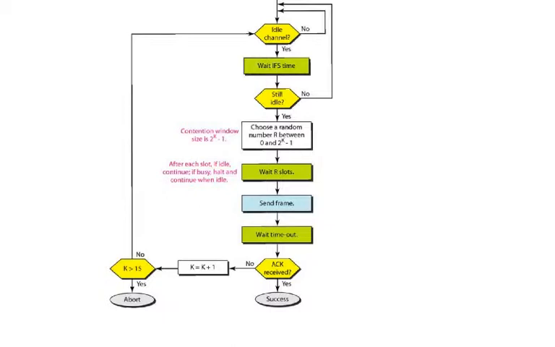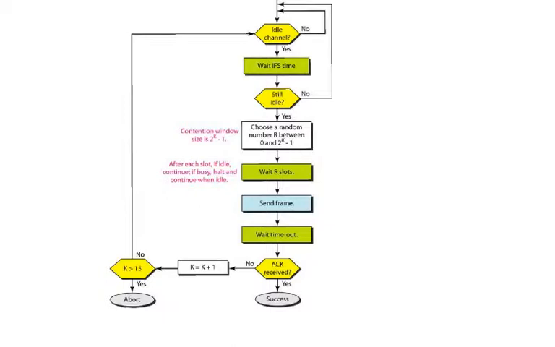So in CSMA/CD, I used to do the exponential backoff. I call it backoff. Here I don't do backoff. I actually do a contention, because I have to do it anyway during transmission. In that case, I don't have to do it in case of collision.